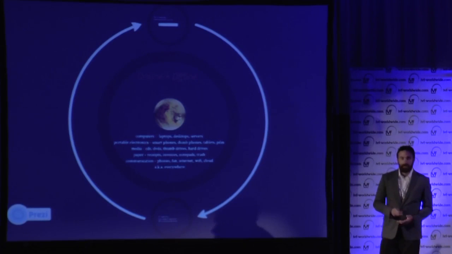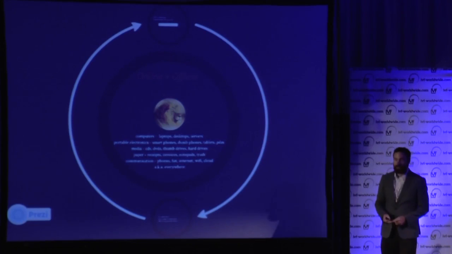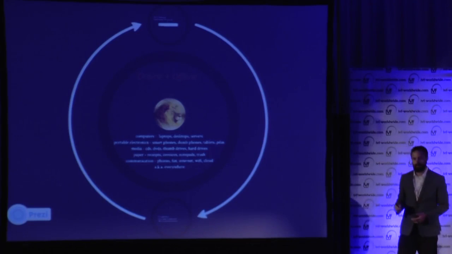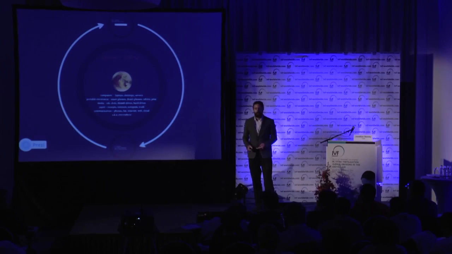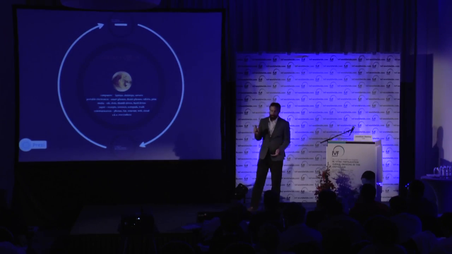Now, we want to talk about online and offline. When we're talking about security, we're not just talking about computers, but we are. We're talking about laptops, desktops, servers, smartphones, dumb phones, PDAs, CDs, DVDs, thumb drives, hard drives, receipts, invoices, notepads, trash, phones, fax, internet, Wi-Fi, everything. Every single thing that you have must follow these principles, because if you don't, that's your weakest link, and you're going to get hacked that way.